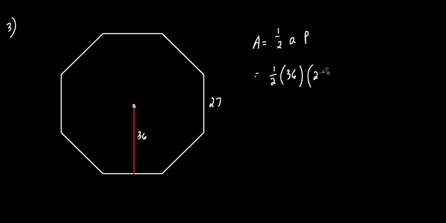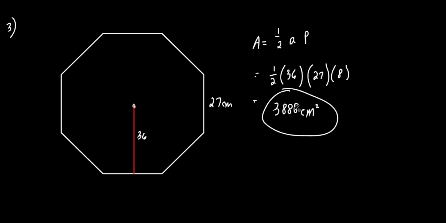Well, one side is 27. How many sides do you have on this thing? You got 8 of them. So you go 27 times 8. And then what do we do with all those numbers? Multiply them all together in a calculator. This is in centimeters. I didn't write that in there. Everything's in centimeters, so my area is what? Centimeters squared. And there you go.